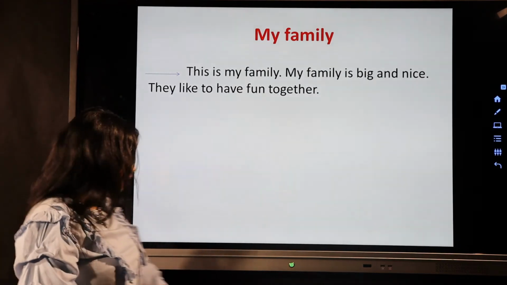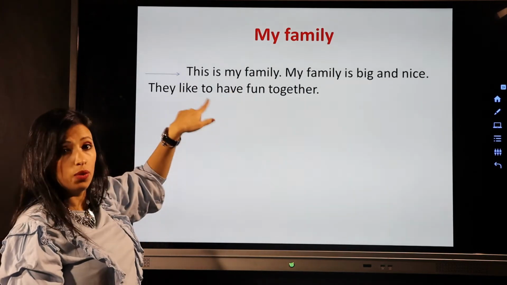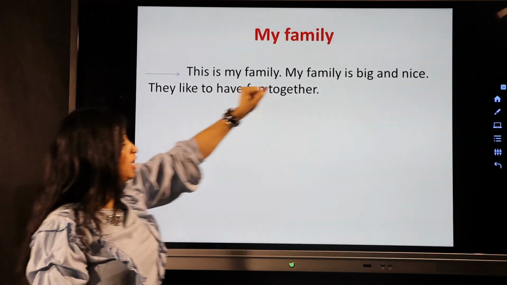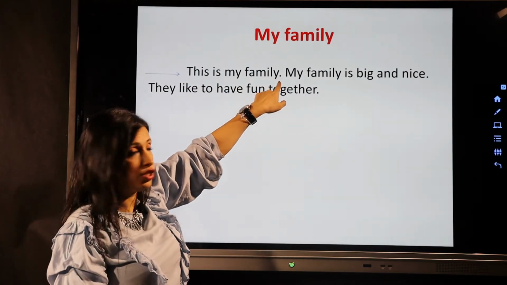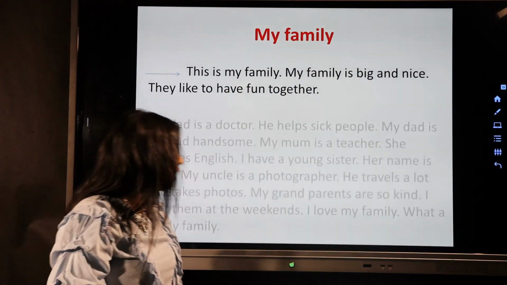Okay, now you have to pay attention to your punctuation. I started the sentence by using the capital letter, and I closed my sentence with the full stop so I can understand each sentence to be simple and clear.